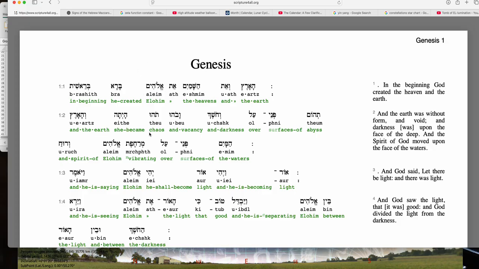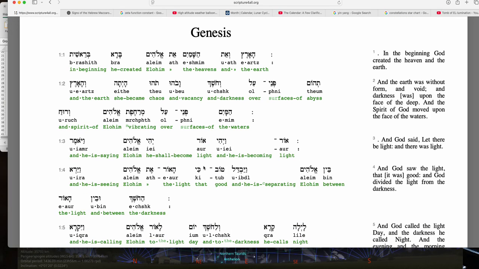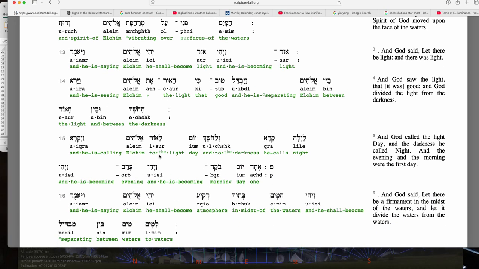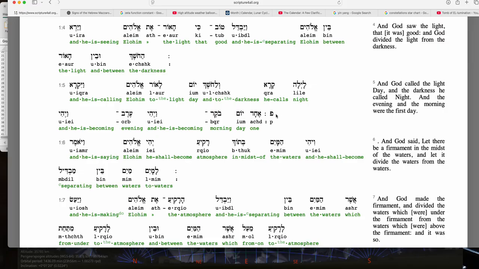But the earth, she became chaos and vacancy and darkness over the surface of the abyss, and spirit of everything vibrating over surfaces of the waters. And he is saying everything shall become light, and is becoming light. And he is seeing everything from beginning to end, the light that is good, and he is separating everything between the light and between the darkness. So everything to the light and to the darkness he calls night, and he's becoming evening, and he's becoming morning, day one.